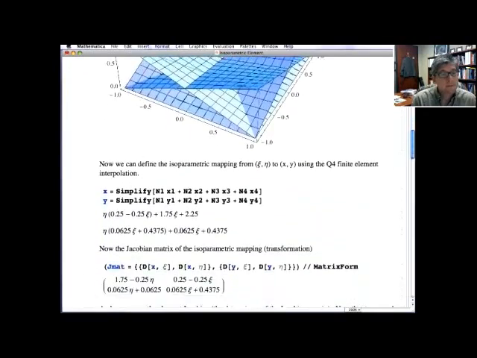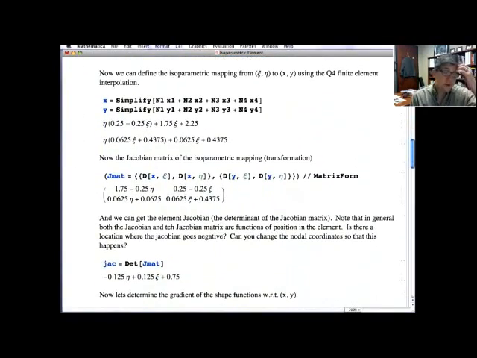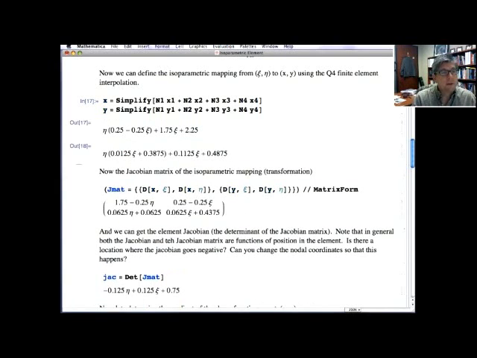All right. So next we can get the mapping, x and y as a function of psi and eta. So that's what these two lines here are. Remember, we're just using the interpolation. So it's the first shape function times the x coordinate for the first node, second shape function times the x coordinate for the second node, and so on and so forth. It's the same interpolation as you would have for u or v or anything else. And same for y. For these particular elements, this is what it turns out to be. Now, if you change the nodal coordinates, this will obviously change.